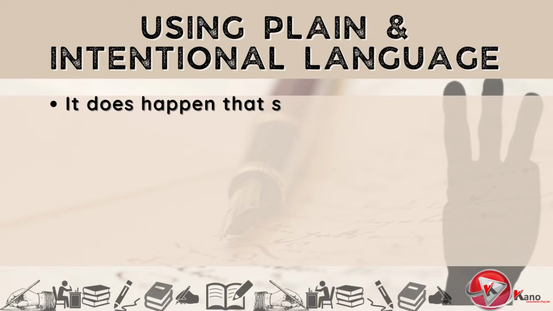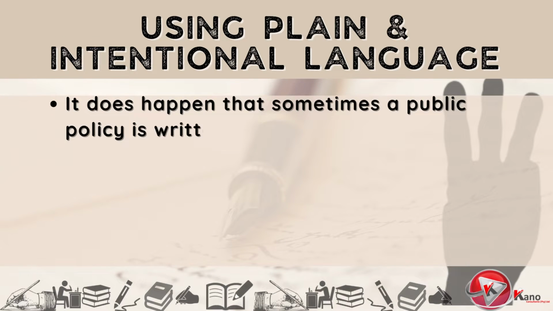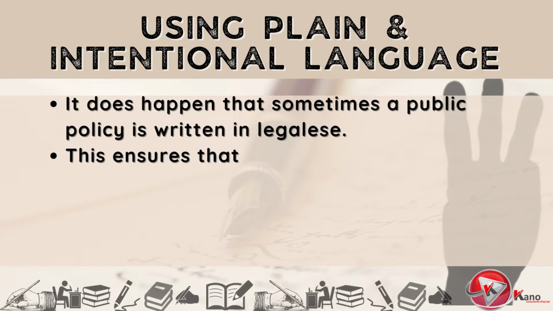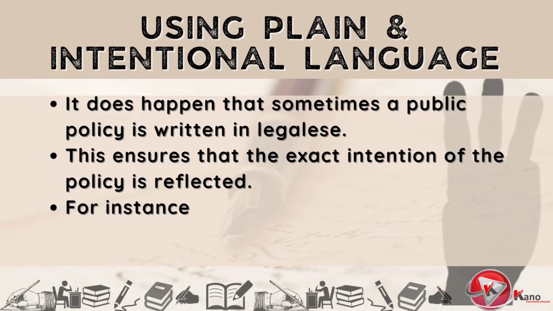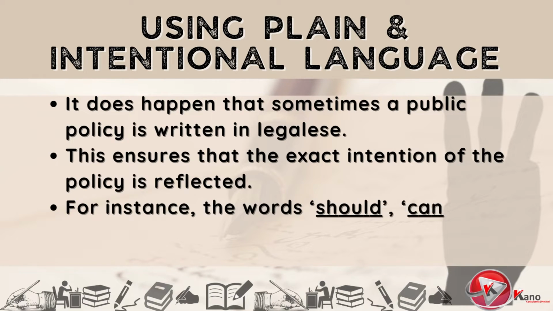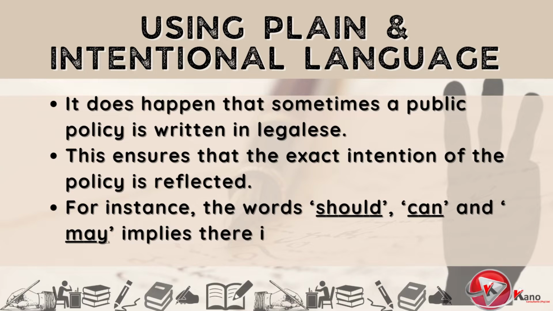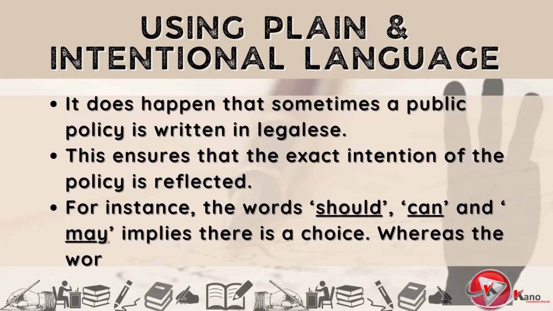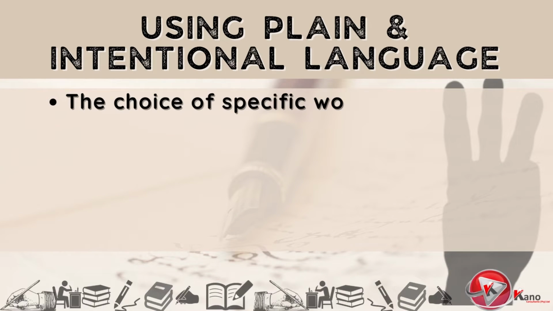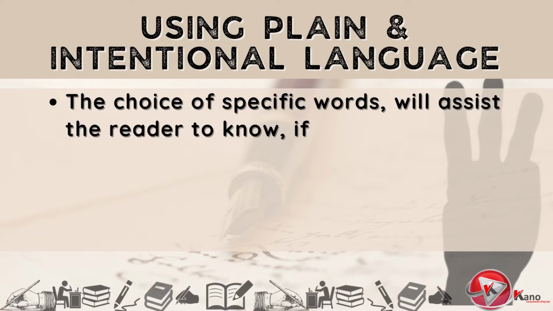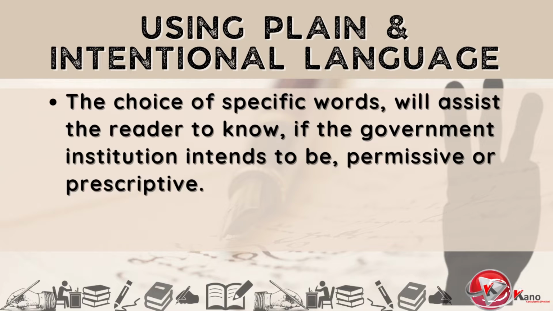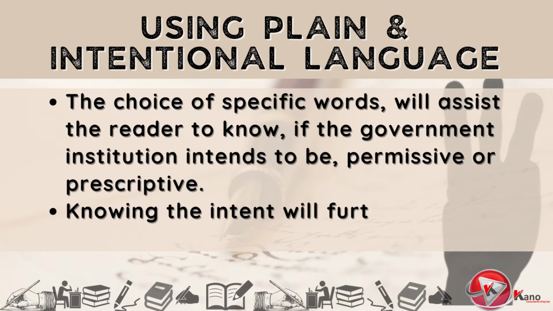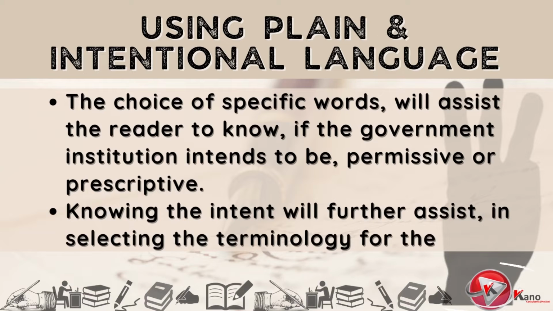It does happen that sometimes a public policy is written in legalese. This ensures that the exact intention of the policy is reflected. For instance, using words such as should, can, and may implies that there is a choice, whereas the word must does not. Therefore, the choice of specific words will assist the reader to know if the government institution intends to be permissive or prescriptive. Knowing the intent will further assist in selecting the terminology for the policy.